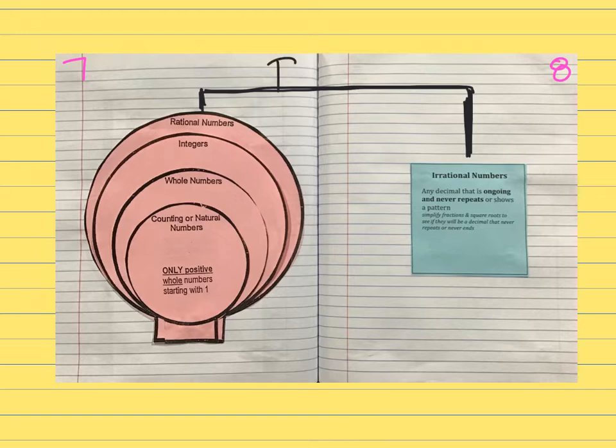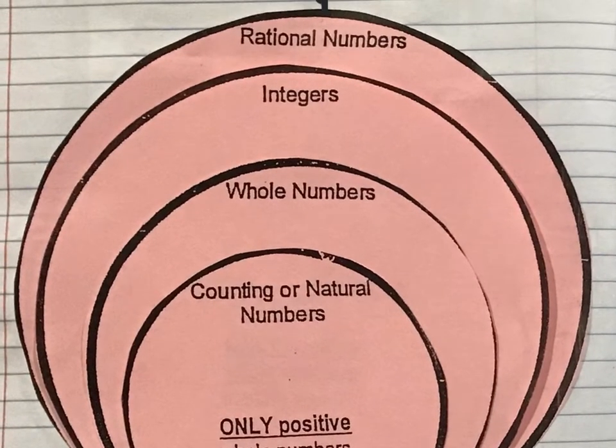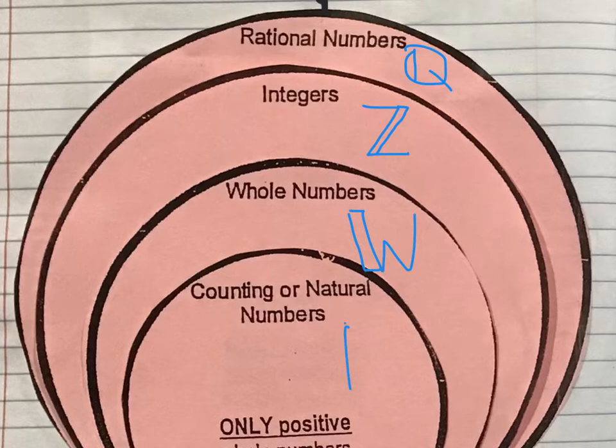At the top, remember, it was real numbers, and you don't have to stretch it across your book like that if you don't want to. Real numbers was at the top, and then it broke into the categories of rational numbers and irrational numbers. I'm going to put the symbols again one more time real quick on here. Rational number, that was the letter Q. Integer was the letter Z with a double bar. Whole number was a W with a double bar on the side. And the counting or natural numbers, that was the letter N with a double bar on the side.